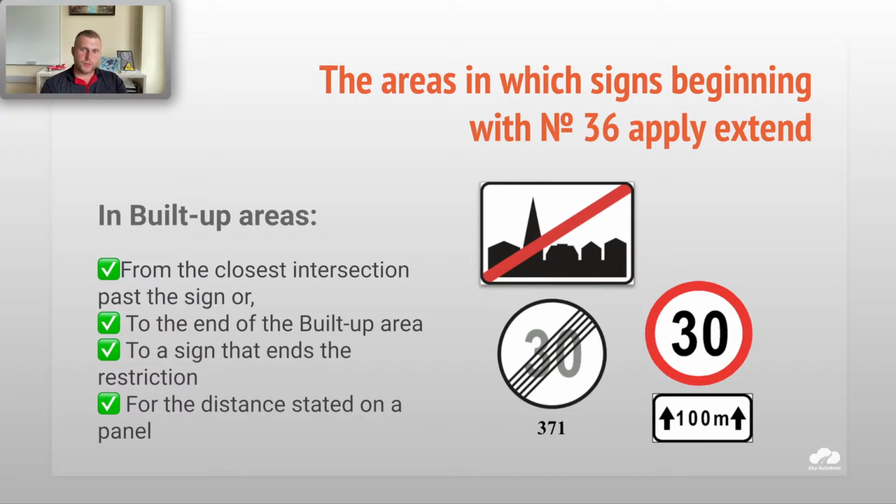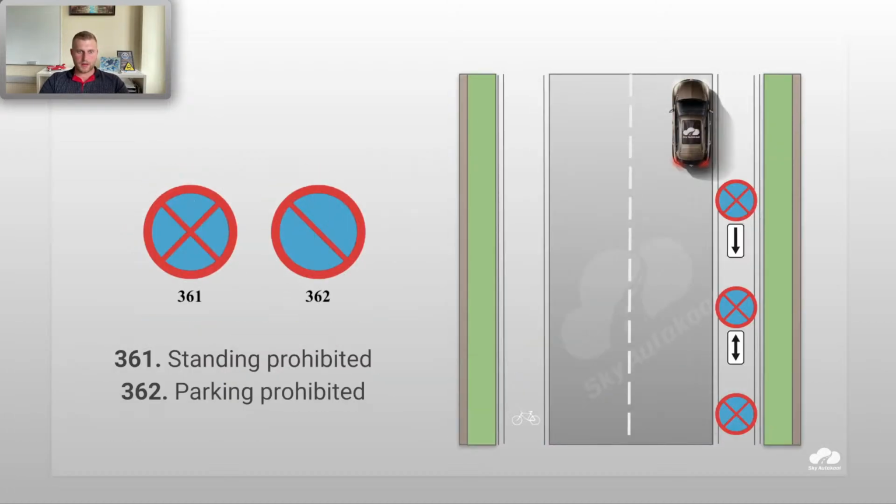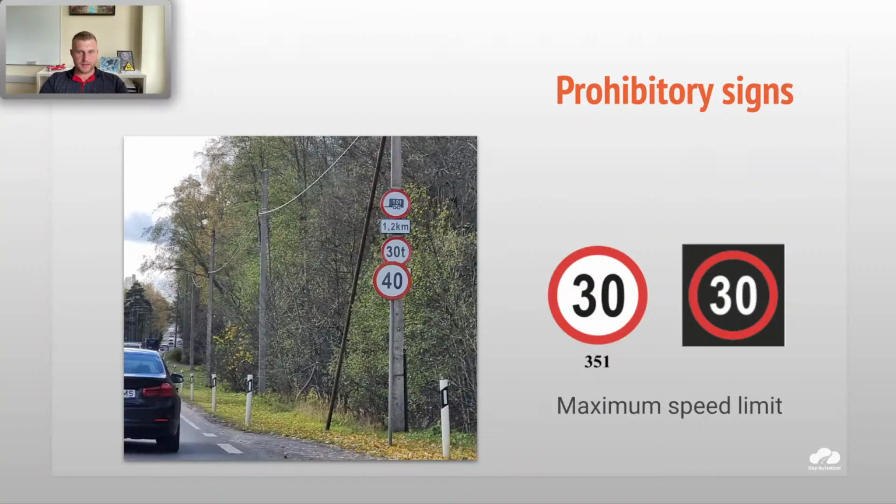And here we should also mention a quite important thing related to driving in the city and out of the city. So first of all, in the built-up area in the city, when exactly the signs can be applied, till what place and stuff like that. So number 36, for example, no parking, no standing, no parking signs, or even some speed limit signs.